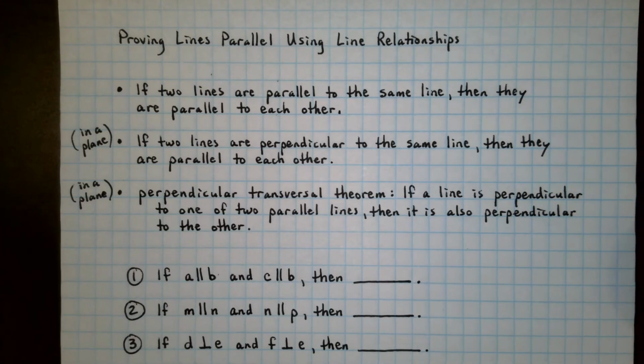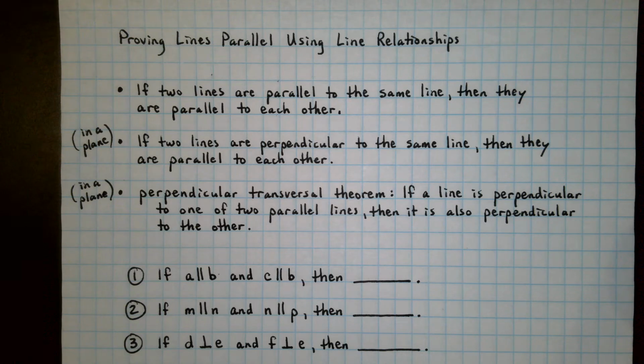One way of proving lines to be parallel is by using line relationships. There are three that are commonly used. The first one says if two lines are parallel to the same line, then they are parallel to each other. Examples 1 and 2 down here show that.